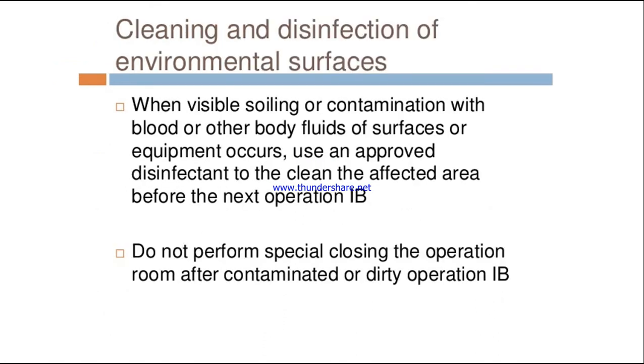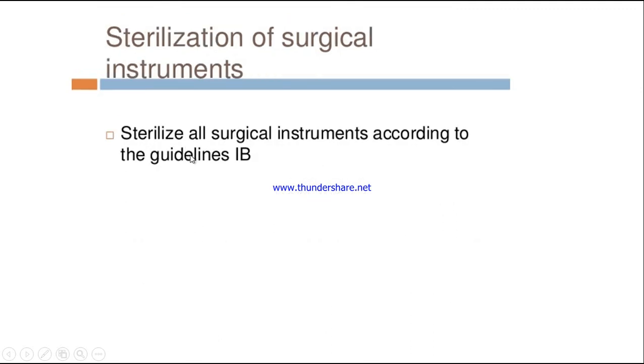Next, for cleaning and disinfecting the environmental surfaces, according to 1B, when visible soiling or contamination with blood or any body fluid, we have to use approved disinfectant to clean the affected area before the next operation. So after one surgery, we have to clean the whole operating room with approved disinfectant before we move on with the next surgery. Do not perform any special closing of the operating room after a contaminated or dirty operation. Next, sterilize all the surgical instruments according to the guidelines.